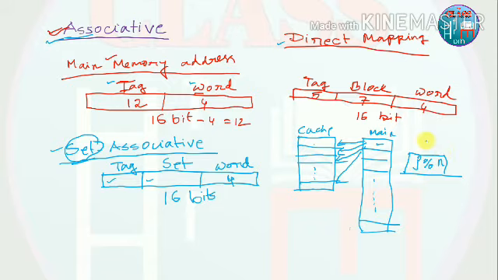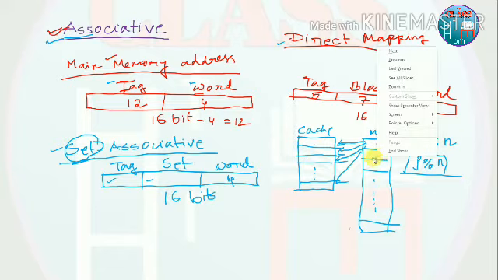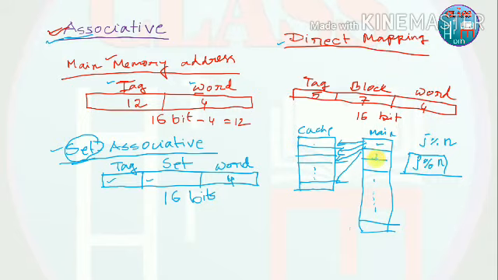So the formula is J modulus n. What is the J? J is the number of the main memory block, any main memory block. And n, what is n? N is the total number of cache blocks. Clear?